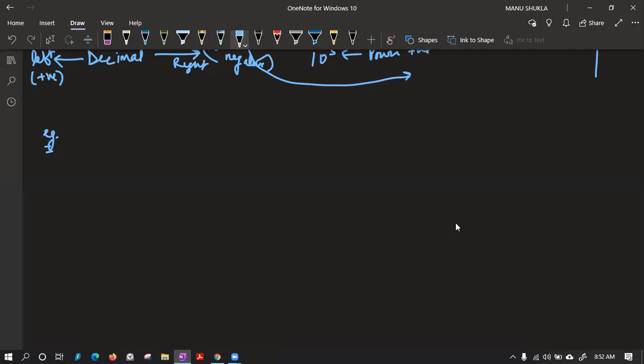Okay. Now, let me give you one more example. Suppose you have 3, 5, 4, 6, 2, 7, 3, 1. Suppose this is the number with you and you want to write it in standard form. How will you write it? Please tell. First of all, you will observe where is the decimal. Class, tell me, where do you find the decimal in the number?